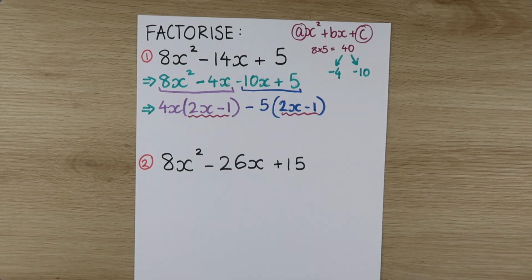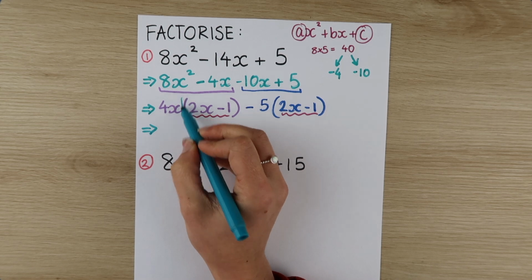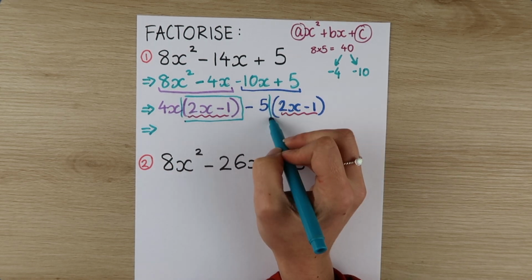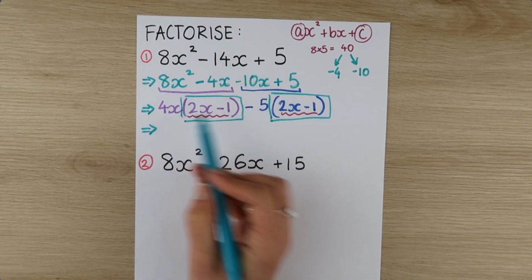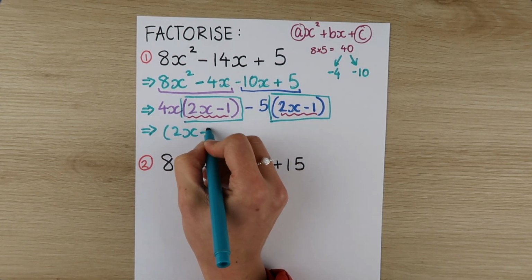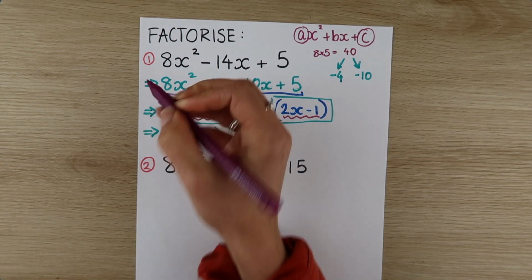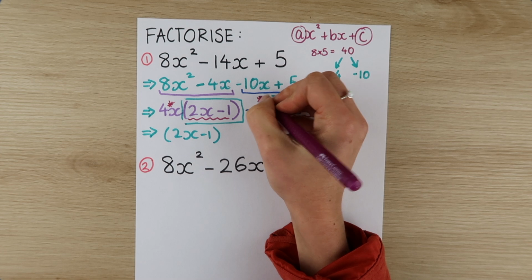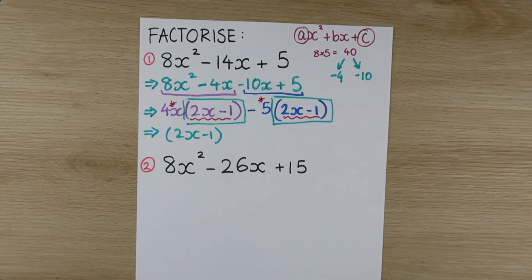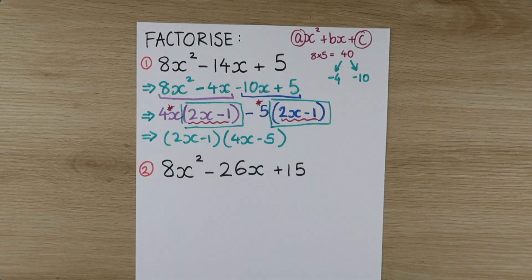Because now I can take that as a common factor out the front, because that is now a factor of both of my terms. 2x minus 1, and then whatever is left over, so 4x minus 5, that goes in the second bracket. And that's done.